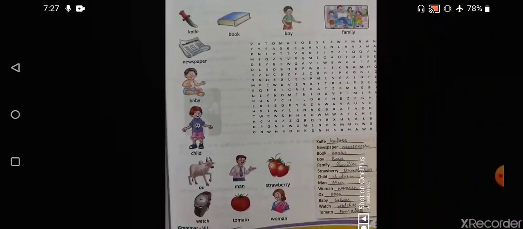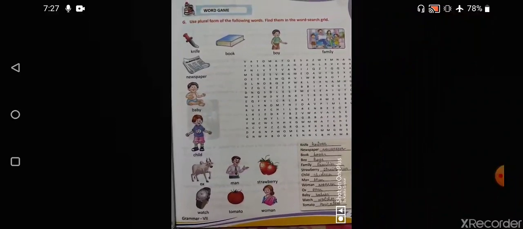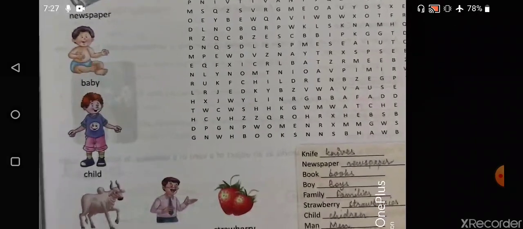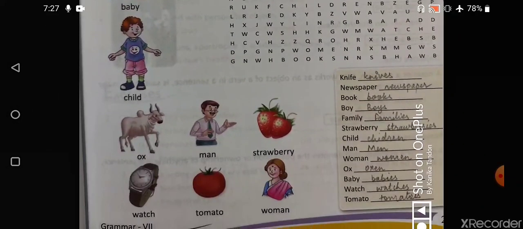Coming on to the next exercise, which is a word game, and I hope that you will be able to do it yourself. In this you have to write the plural form of the words that are given at the bottom, and then you have to find the plural words in the word game. So this will be your homework, and if you still want to write the answers and have any confusion, you can write it from here. With this, our chapter number 5 is also over, but I hope that you all will read this chapter thoroughly, and still if you have some kind of problem, I'll take another class and explain you again. You can write it in the comment section if you have any kind of problem.